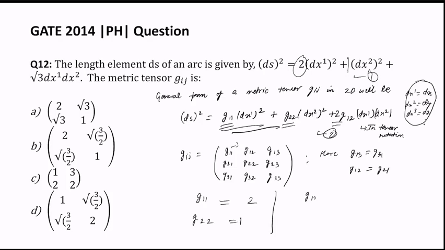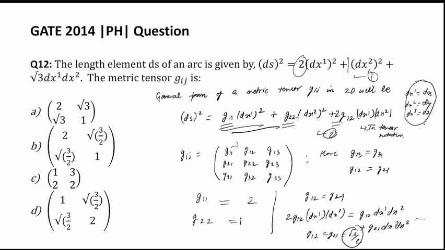Since g12 is equal to g21, you can write 2g12 dx1 dx2 as g12 dx1 dx2 plus g21 dx1 dx2. And therefore, by comparing this with the given equation, your g12 is equal to g21, which is nothing but root 3 by 2.